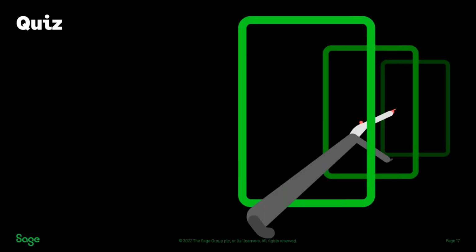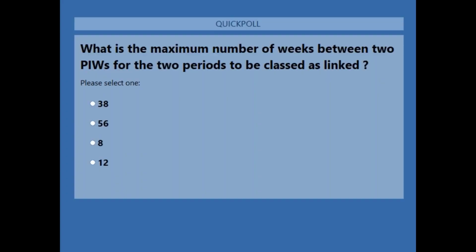Okay, we'll move on to the final question, which is what is the maximum number of weeks between two periods of incapacity to work, or PIWs, we should just call them PIWs, for the two periods to be classed as linked? So what's the maximum number of weeks between two PIWs for the two periods to be classed as linked? So we have, is it 38 weeks between the two? Is it 56 weeks between the two? Or is it 8? Or is it 12 weeks between the two? So remember, this is between two different periods of sickness. How many weeks before they can be classed as separate?